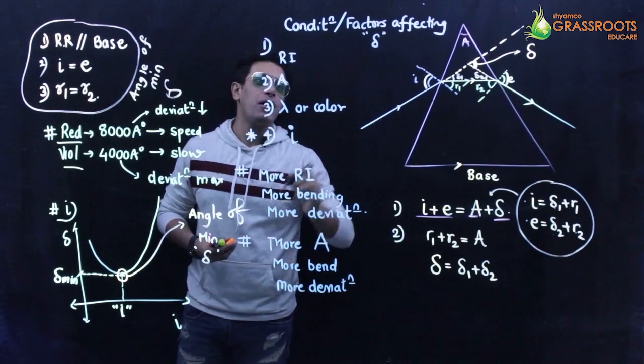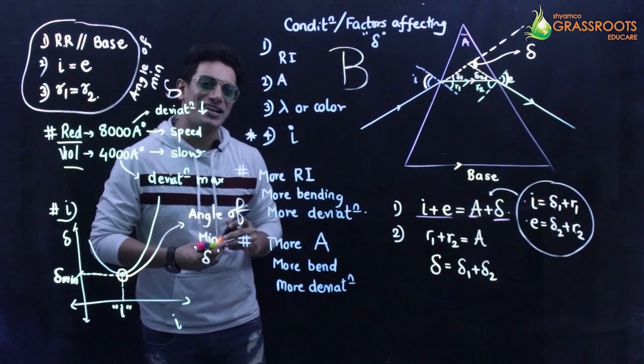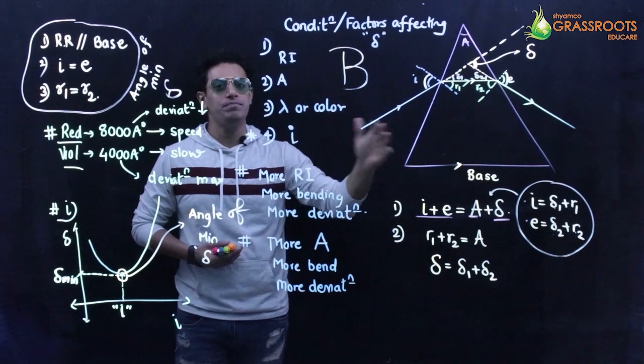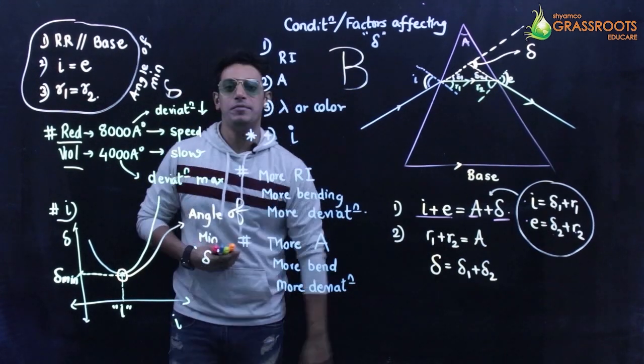So this was my B part for the chapter for you all. Okay, so in the B part crash course, all I can take is the prism, the factors, yeah, and the angle of minimum deviation.